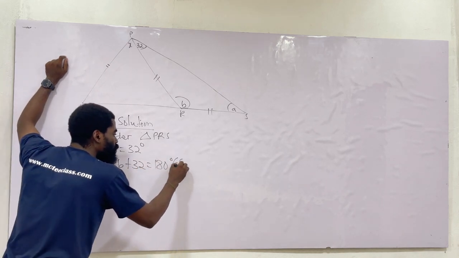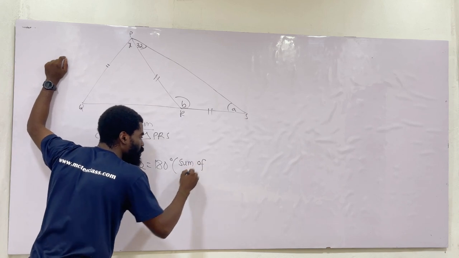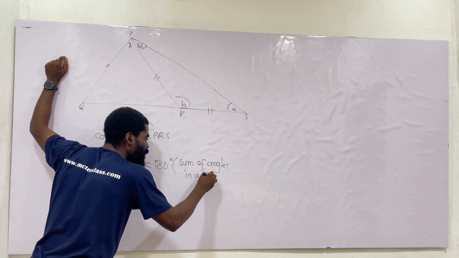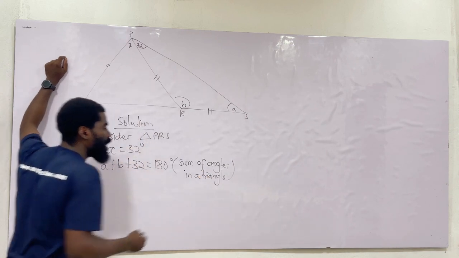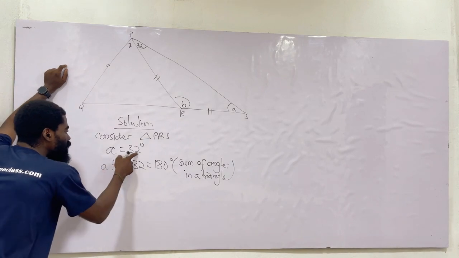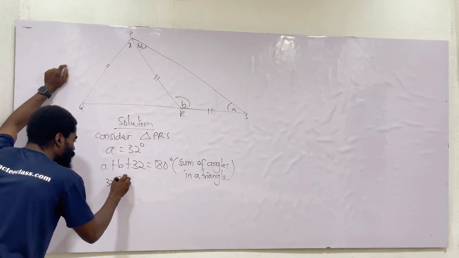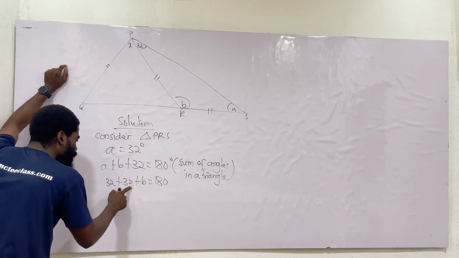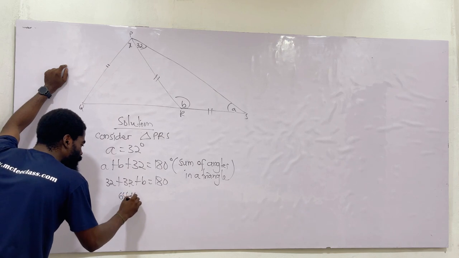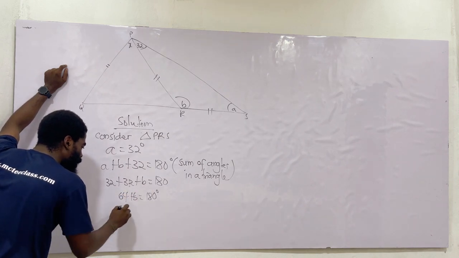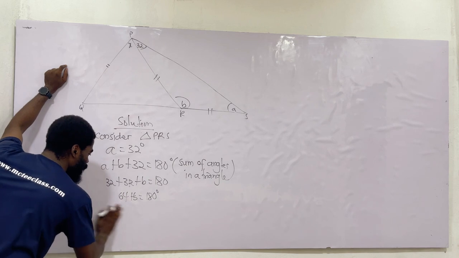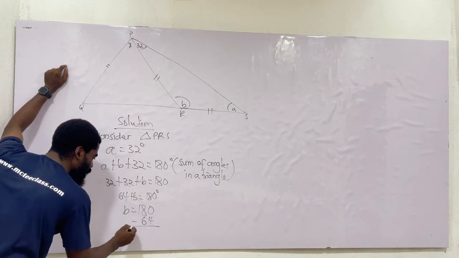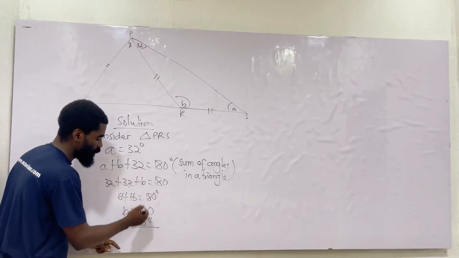Why is that so? That is the reason: sum of angles in a triangle. Okay, let's go. But we know A is 32, so we get 32 plus 32 plus B should be equal to what? 180 degrees. That will give me 64 plus B equals 180 degrees. Let me say B equals 180 minus 64 degrees.